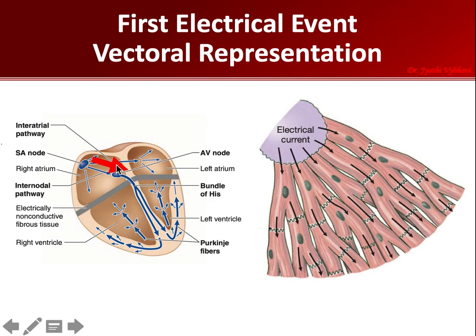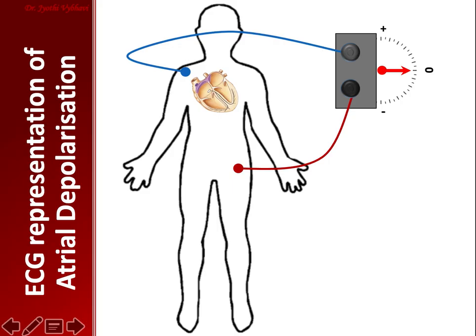So we saw the electrical event, the vectorial event. Now we'll apply a galvanometer to a person and see how these vectors are represented as an ECG wave. This outline is showing a person, and we will see how the needle fluctuates. We are connecting this galvanometer through the electrodes to this person.